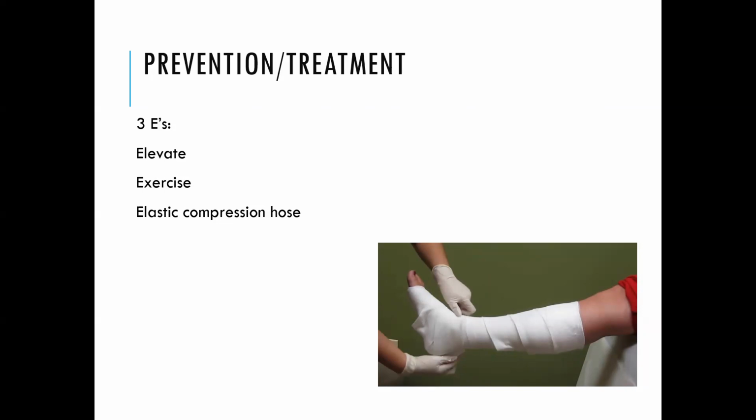Exercise. Encourage walking 30 minutes a day. No long sitting or standing. Do not dangle the feet with the pressure behind the knee for a long period of time. So even sitting, you still got your feet down. You got a lot of pressure sitting behind your knees.